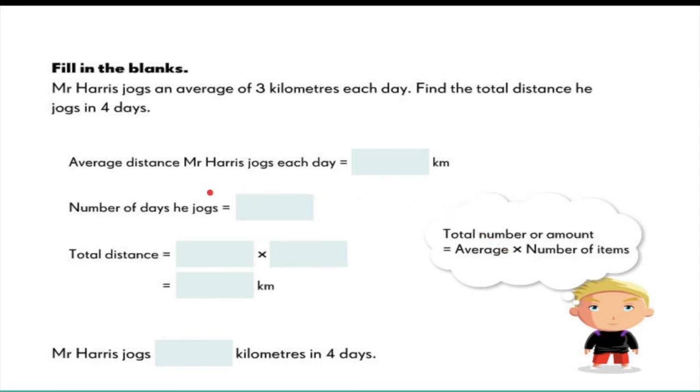So let's try to break this problem down. Let's look at the given information. What's the average distance Mr. Harris jogs each day? It's 3 kilometers based on the problem. And what about the number of days he jogs? He jogged for 4 days. So to get the total distance, we just need to multiply 3 by 4 to get 12 kilometers. Therefore, Mr. Harris jogs 12 kilometers in 4 days.